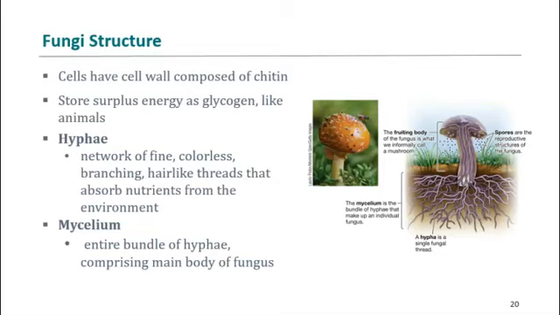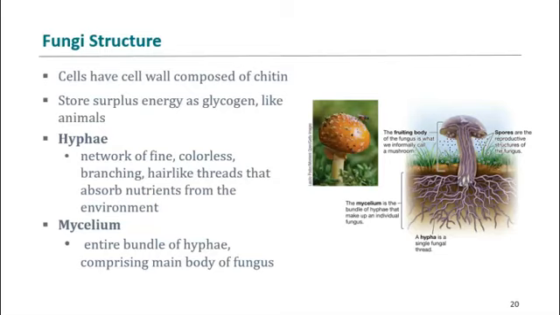Now they also have more animal-like characteristics because they store their surplus energy as glycogen. So if you remember, glycogen was the carbohydrate that animals use to store their extra energy reserves. And in plants, it's usually starch. So for fungi, they use glycogen. So it's deemed like they have some characteristics that are a little bit like animals, some characteristics that are a little bit like plants.